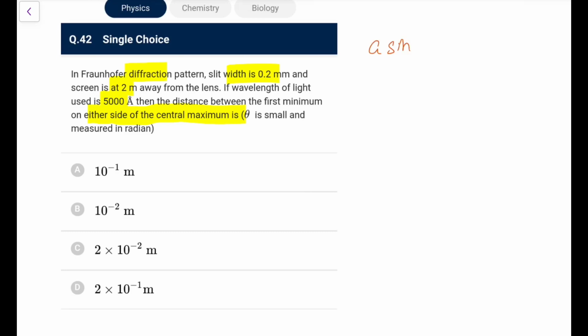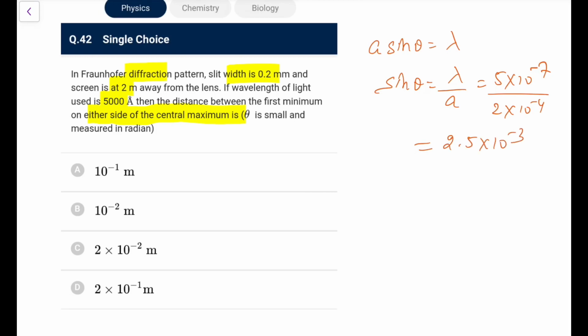I can say that when a sin theta is lambda, sin theta comes out as lambda by a. Lambda is 5 into 10 to the power minus 7, a is 2 into 10 to the power minus 4, so that is very small. It is coming out as 2.5 into 10 to the power minus 3, so I can write it as theta only, and this theta is tan theta, that would be y by l. So y would be 2.5 into 10 to the power minus 3 into l, which is 5 into 10 to the power minus 3 meters.